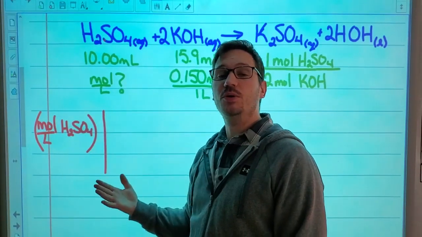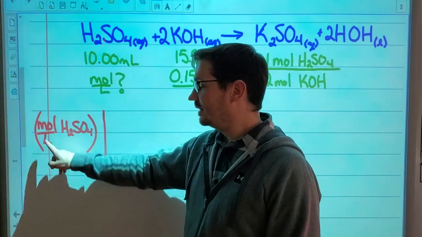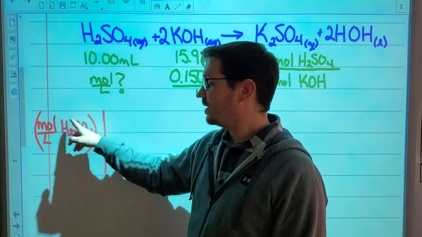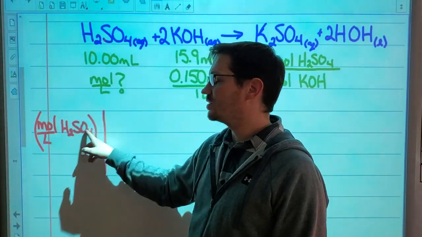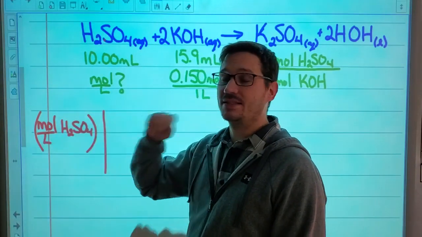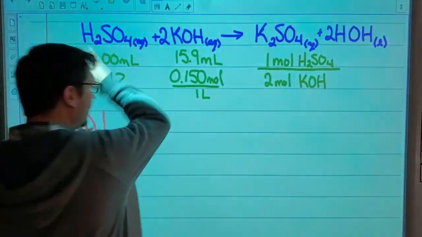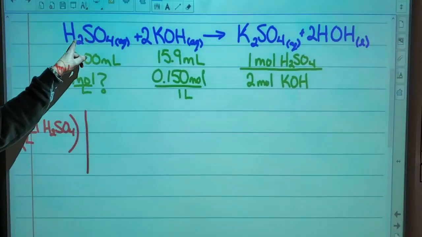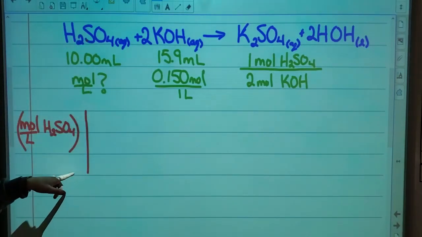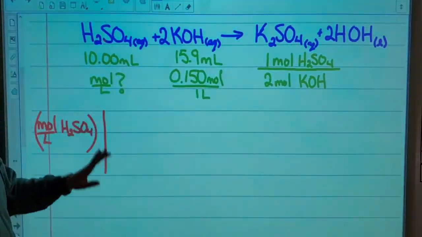And eventually, we want to cancel everything else, but we also want liters of H2SO4 on the bottom. So we want moles of H2SO4 on the top and liters of H2SO4 on the bottom eventually. Start with the thing on top. That's the easiest way to organize. So look for moles of H2SO4 anywhere. Well, I look under H2SO4, and I don't see anything with moles in it. Okay, shucksy doodles. So we're going to have to look somewhere else.